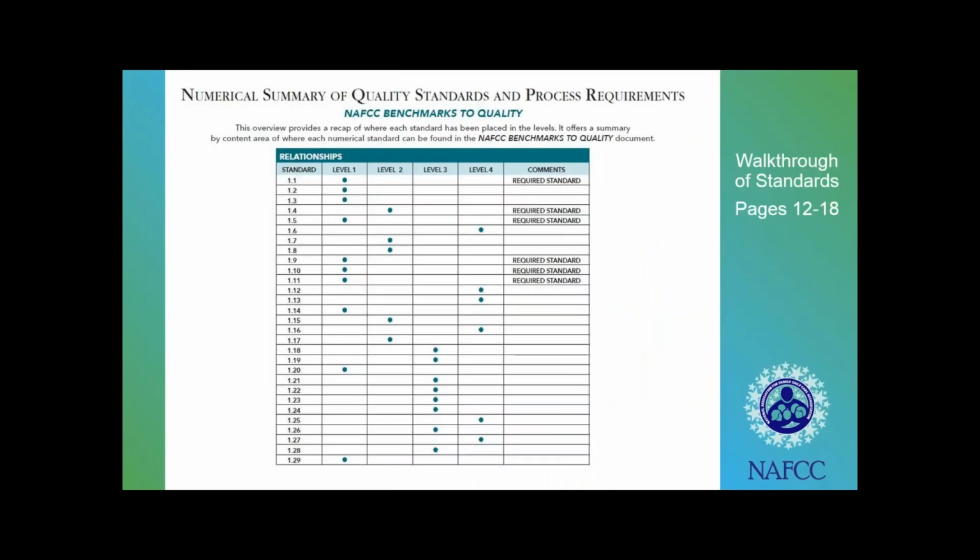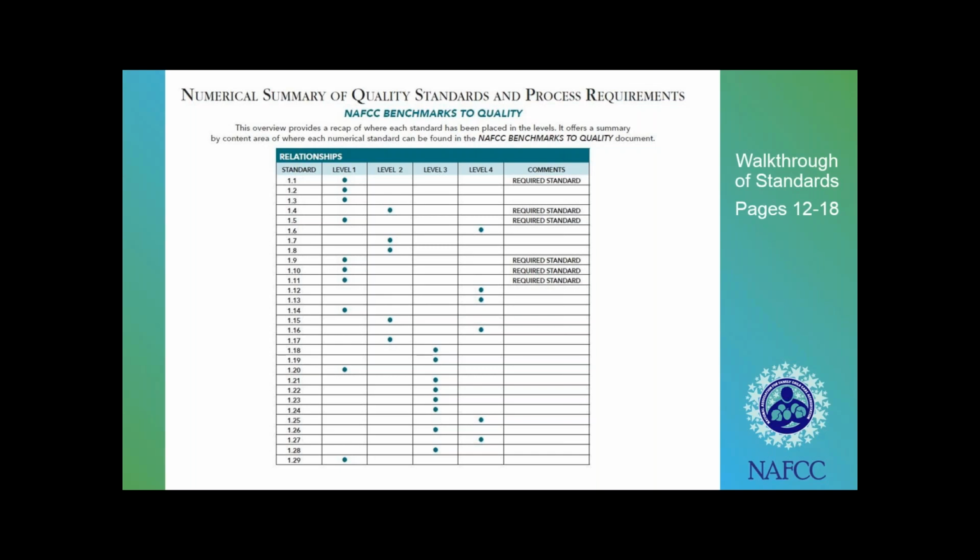Okay, so if you have your Benchmarks to Quality book, we're going to open that up and go through some of the pages. If you open up to page 12, you will see a very brief overview of the numbered standards, which level they are placed in, and whether or not it is a required standard to meet. When you are eventually observed, you will need to meet the required standards 100%. We also call required standards star standards. When we get deeper into the book, you'll see a little asterisk next to them. That just means those are standards that the NAFCC Council has decided are the most important and must be met 100% of the time.